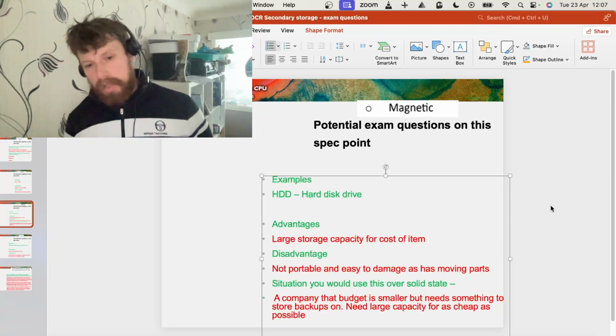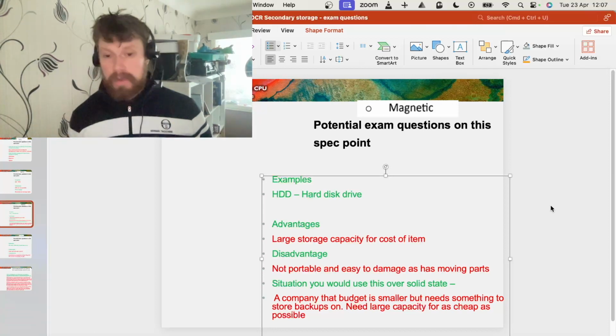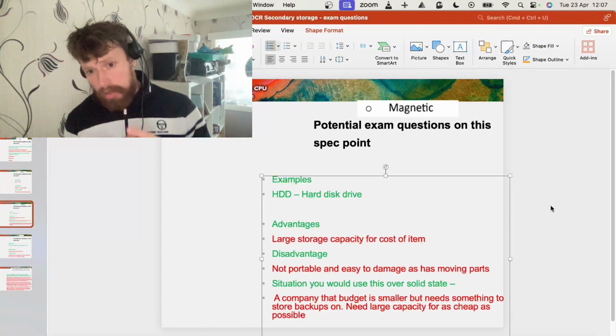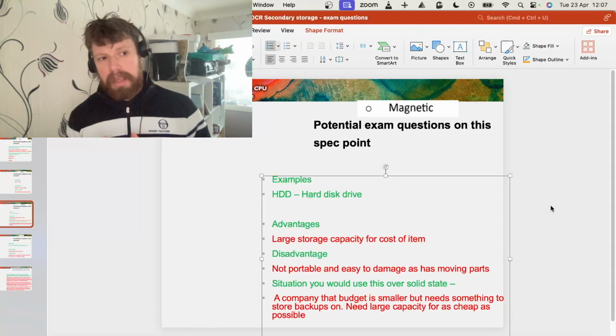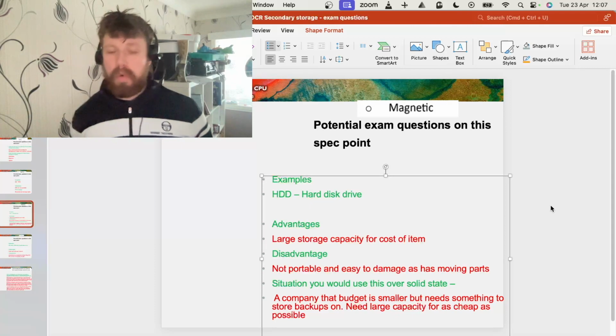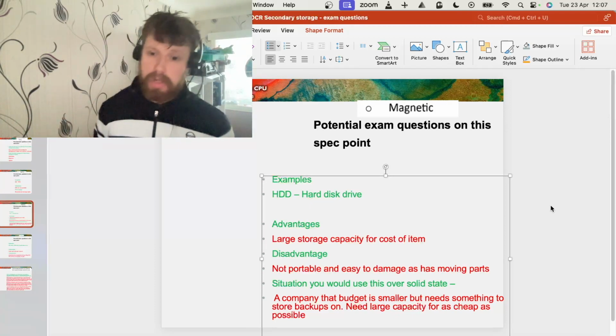Now, one of the questions that you could get is they'll give you a scenario and ask you to say what you think in terms of which storage medium you would use.